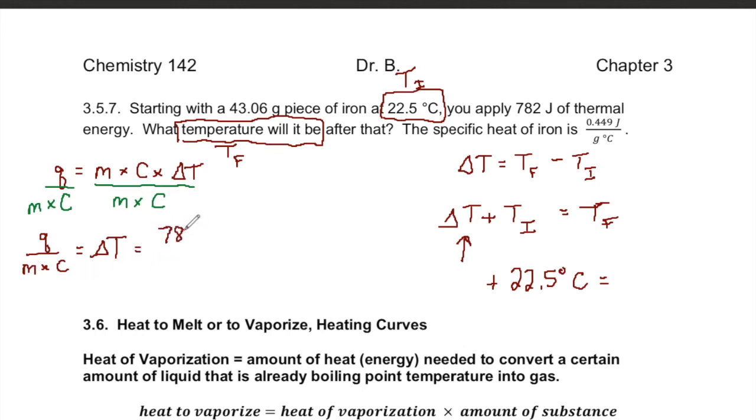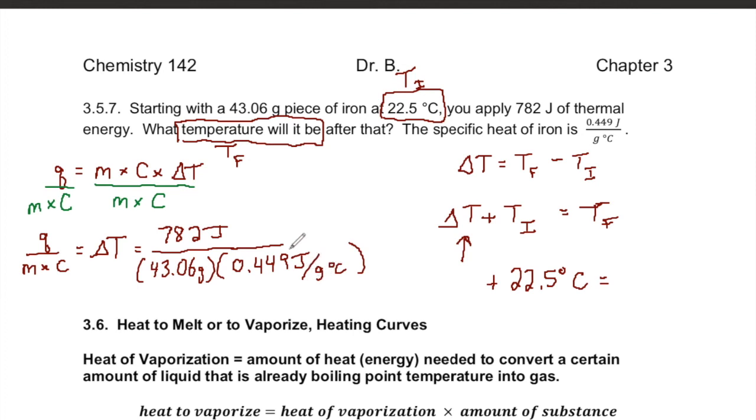The heat that we supplied is 782 joules. The mass was 43.06 grams. And the specific heat is 0.449 joules per gram degrees Celsius. So here's a little math trick that you can use. If something's in the denominator of the denominator, like this grams degrees Celsius is in the denominator of this number, and this number is in the denominator of our calculation here.